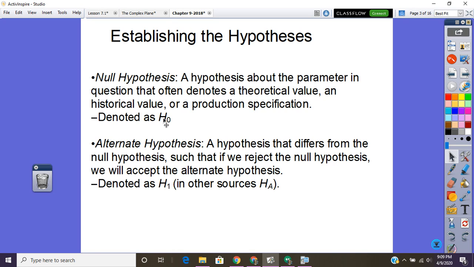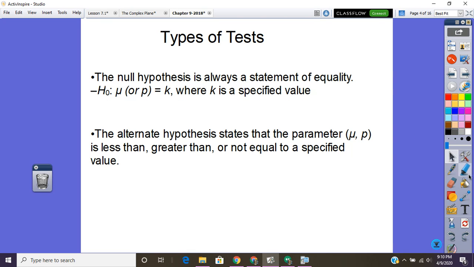And just a couple of notations. So H sub 0 or H naught is denoting our null hypothesis. And H1, H sub 1 or H sub A, depending on what source you're looking at, that denotes our alternate hypothesis. So the null hypothesis, this is really kind of a big deal here. The null hypothesis is always a statement of equality. So something equals something, where K is a specific value. The alternate hypothesis states that the parameter is less than, greater than, or not equal to a specific value. So it has to be one of those three. And we're going to practice setting this up right now.